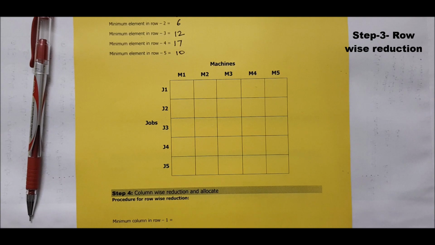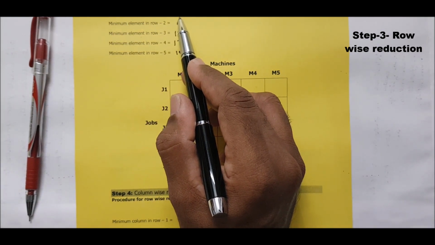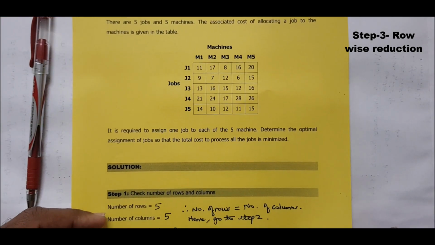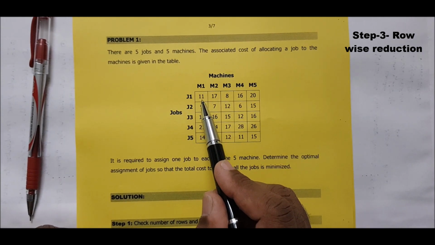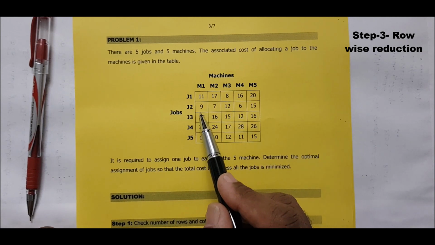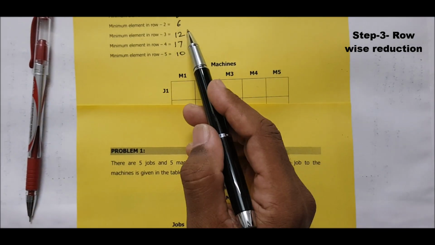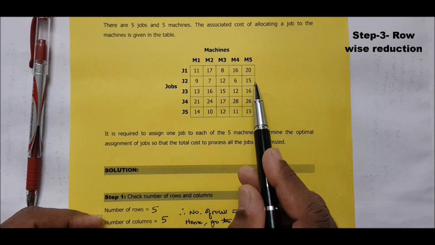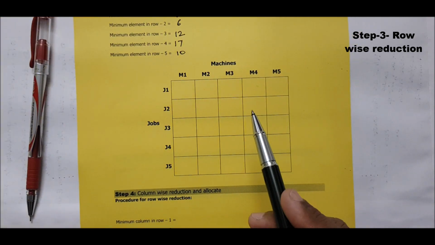Now, you take the minimum element in the first row. It is 8. Subtract it from each and every element of that particular row. You see, this is the first row. You subtract 8 from each and every element. This will become 11 minus 8, 3, 17 minus 8, 9, etc. Then you take the second row. 6 is the minimum element, because I have already shown you. Now what you are supposed to do? Subtract the 6 from each and every element. When you do that, you will get this particular table.